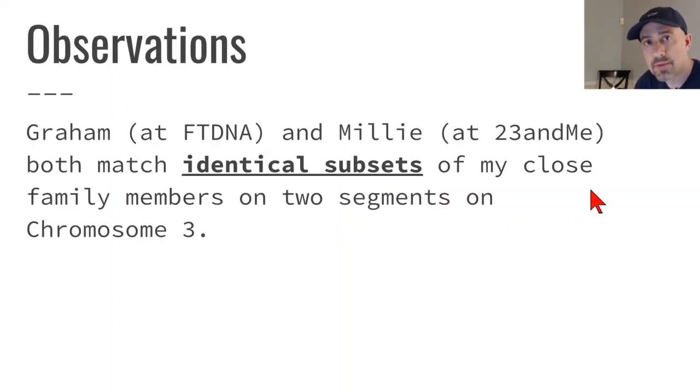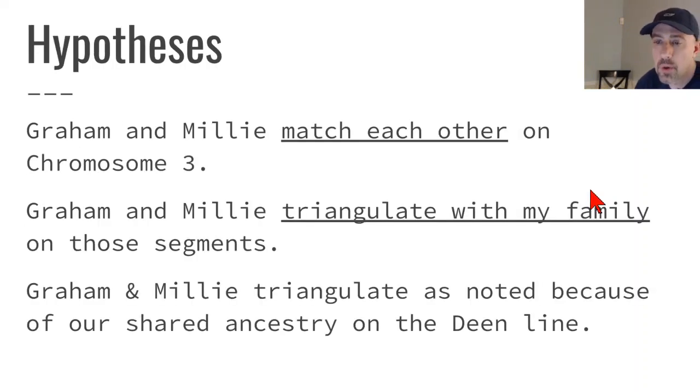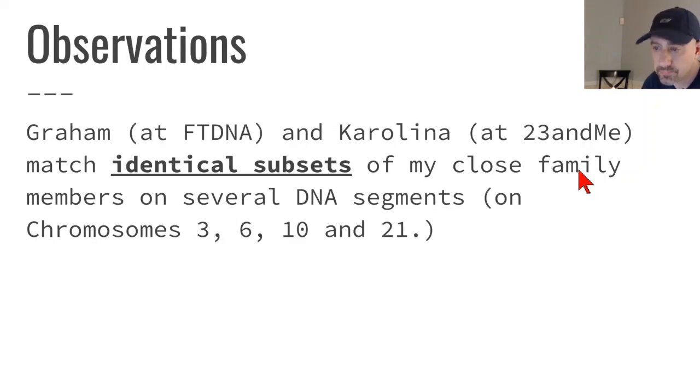So we can summarize the observations that we've made up to this point, and we can build some hypotheses on these observations. So far we've seen that Graham at Family Tree DNA and Millie at 23andMe both match identical subsets of my close family members on two segments on chromosome 3. So on the basis of that observation, we might hypothesize that Graham and Millie match each other on chromosome 3, and that we can hypothesize further that Graham and Millie triangulate with my family on those segments, and they triangulate on those segments because of the shared gene ancestry.